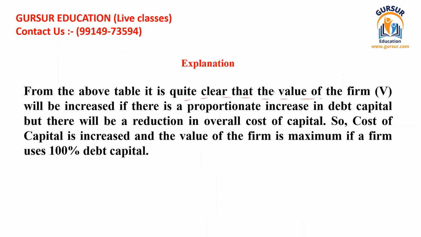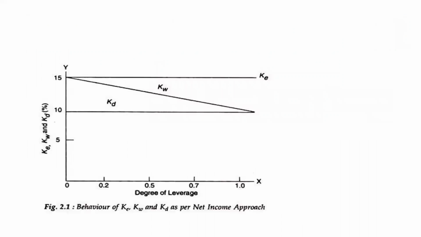This is quite clear that the value of a firm will increase if the proportion of debt capital is increased, and there shall be a reduction in the overall cost of capital. When we plot this on a graph, we get this kind of picture. This is the degree of leverage of the firm: 0%, 20%, 50%, 70%, and 100%. And this is the cost of equity, cost of debt, and overall cost of capital, which is the weighted cost of capital. So 15% is the level of the cost of equity, and 10% is the level of the cost of debt.